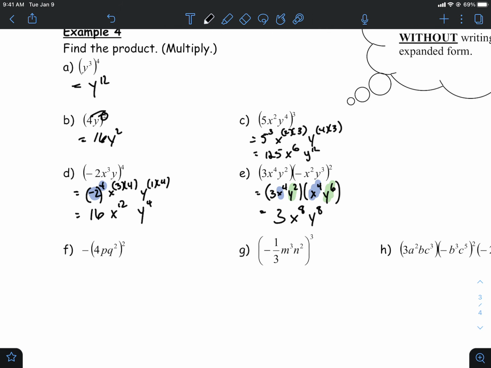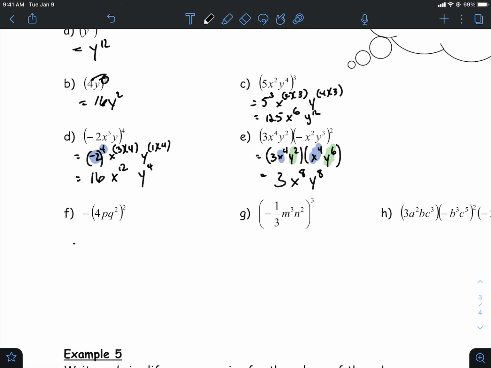Okay. Next one, f. Negatives out front. 4 squared. P to the power of 2. Q to the power of 4. Read it. That one need explanation, or are we all okay? I think I'm all right, actually.